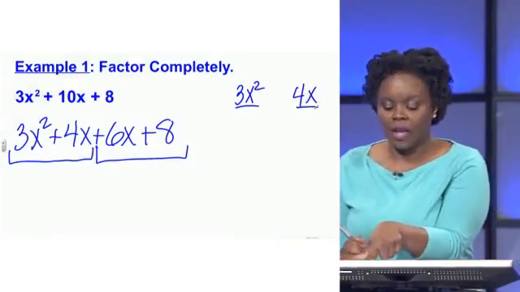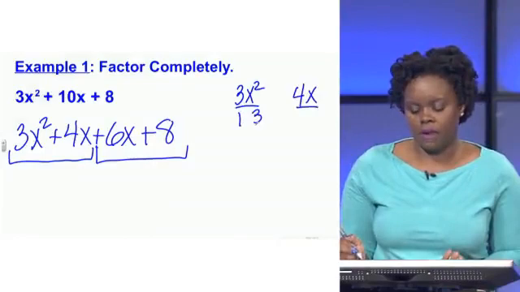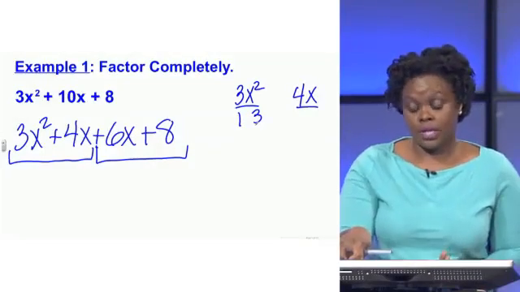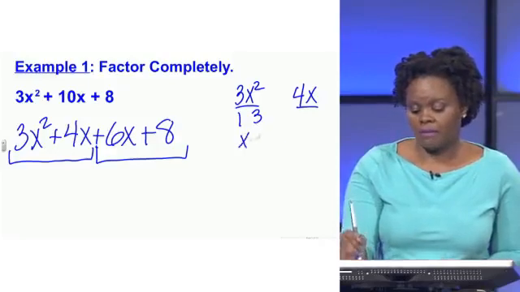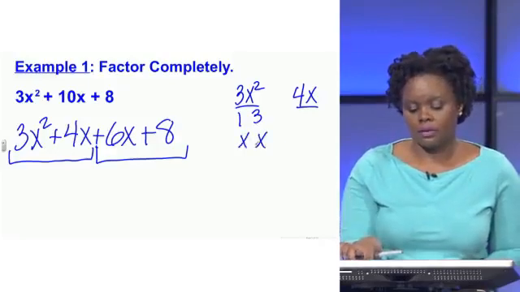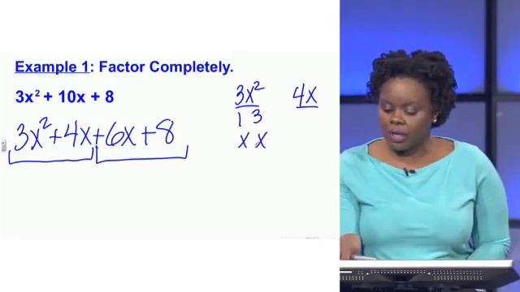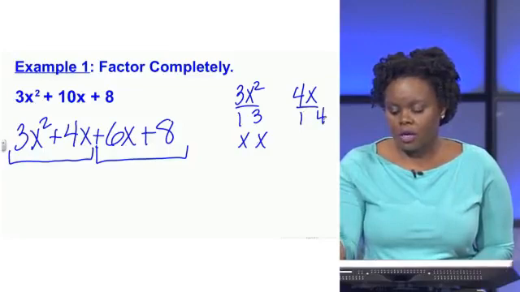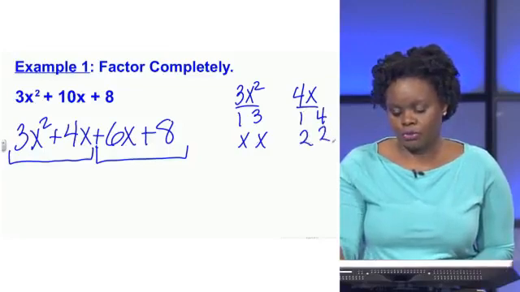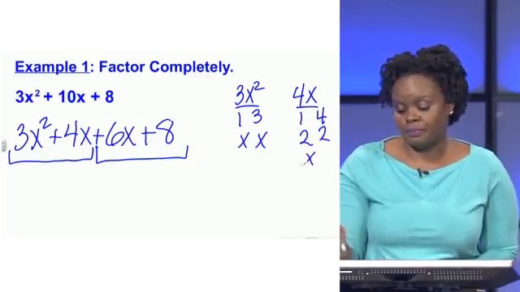Okay, so factoring that 3, 1 and 3, I know, right? It's prime, so that's it for 3. And then factoring x squared, you have x and x, right? And that's it for 3x squared. Now factoring 4x, I know 1 times 4 would give me 4, and so would 2 times 2. And then I do have one factor of x that I can write.